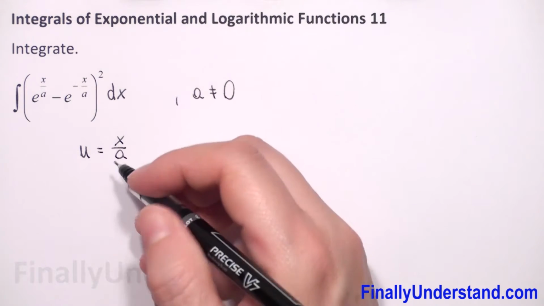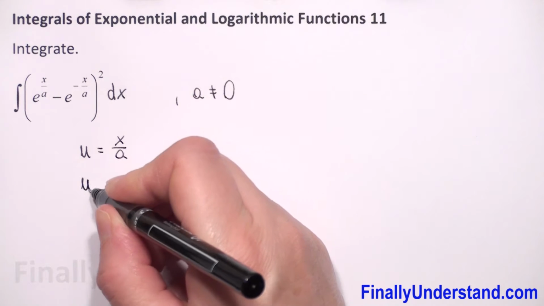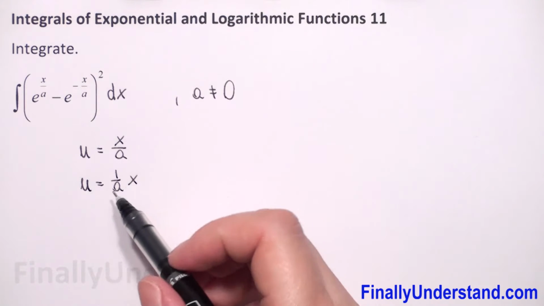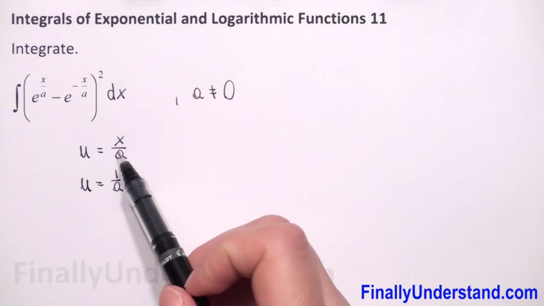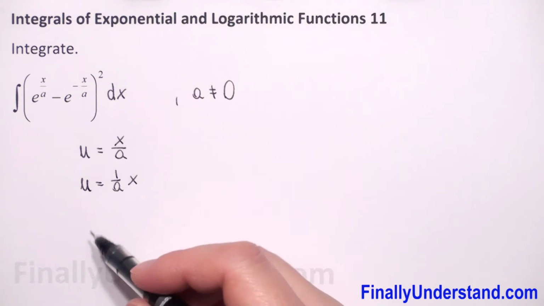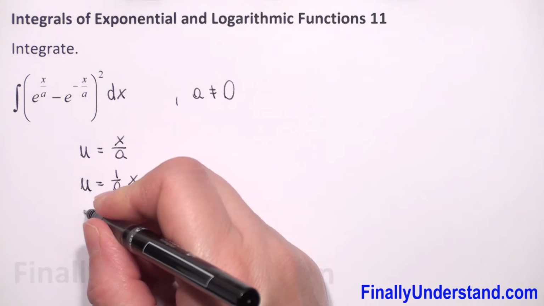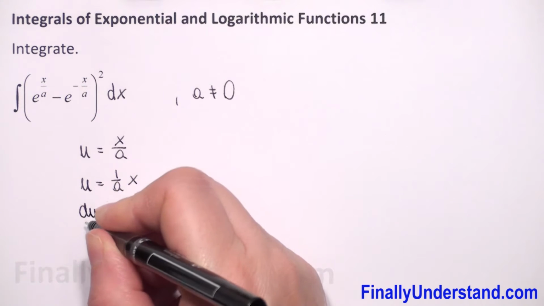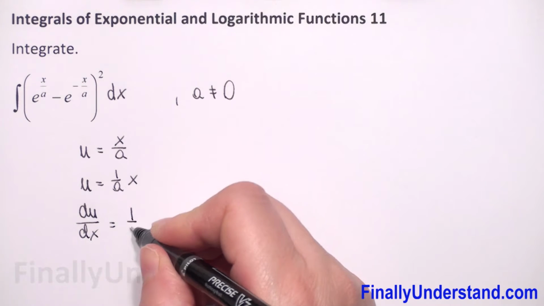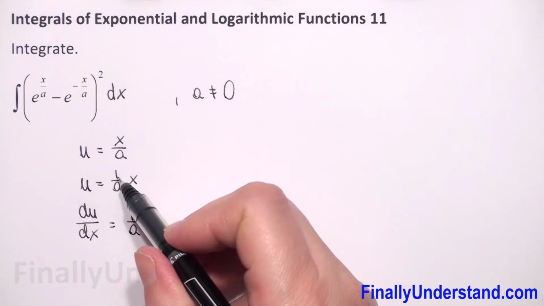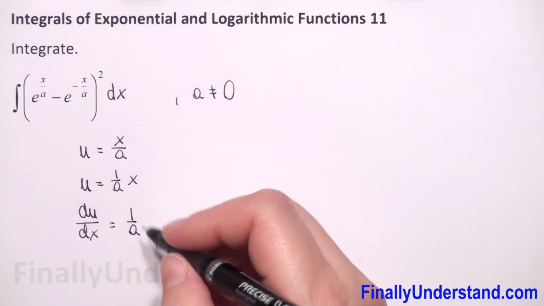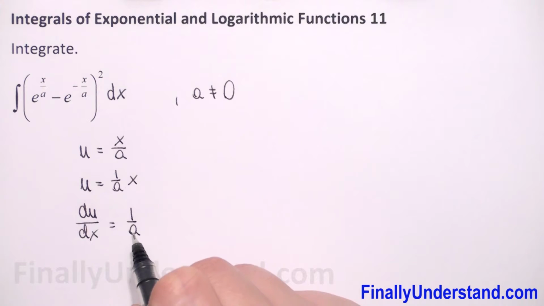a is a constant, so we can rewrite this as u is equal to 1 over a times x. Now, because we substitute x over a by u, we have to find du. So we'll find the derivative of both sides with respect to x. du over dx is equal to 1 over a. The derivative of 1 over a times x is 1 over a, because a is constant.